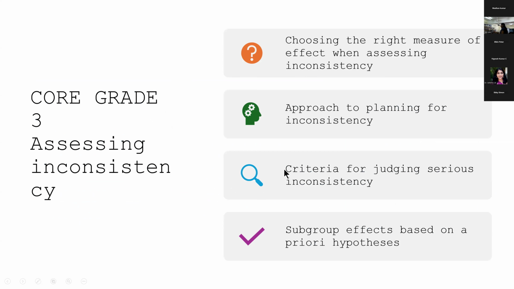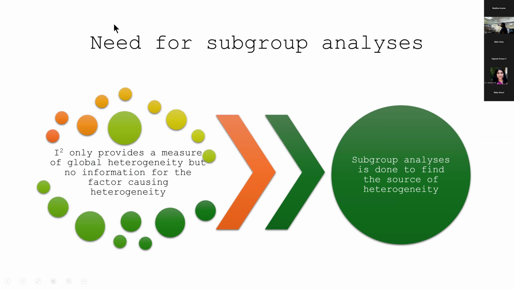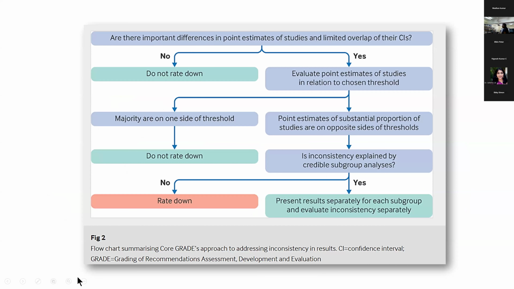So we have covered the criteria for judging serious inconsistency. Now let's move on to the last part, which is subgroup effects based on a priori hypothesis. Now, what has I-square given you? I-square has given you heterogeneity, but did it tell you where the heterogeneity came from? It didn't. That is why you need a subgroup analysis to find the source of the heterogeneity. If you look at the GRADE flow chart, what they say is, is there any important difference in point estimates?